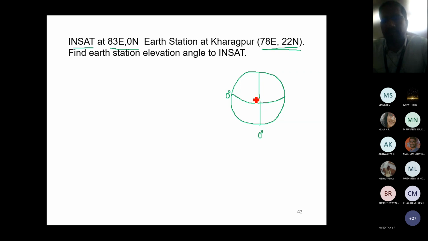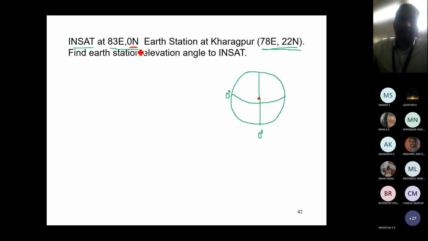This is the center of the Earth. Okay, so let us locate the satellite where it is located. The longitude is in east, which means the value is in longitude. So 83° east. Suppose 83° east and 0° north. So 0° north means you can close your eyes and tell me the satellite is a GEO satellite, a geostationary Earth orbit satellite, because the latitude is 0°.